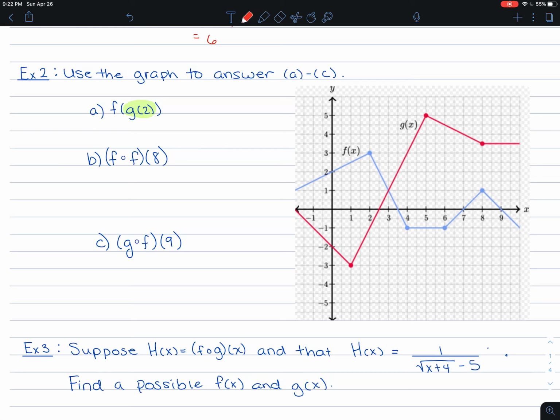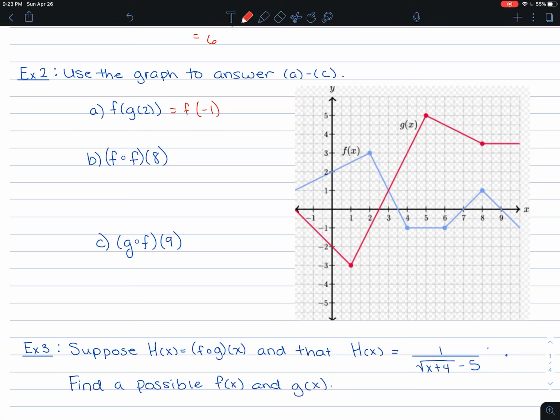Okay, and I'm going to highlight it red since our g graph is red. So here's 2. I'm going to dot it. Okay, and then we have the point 2, negative 1. So g of 2 equals negative 1. So let's go ahead and write that. And then after you do g of 2 equals negative 1, we can now do f of negative 1.